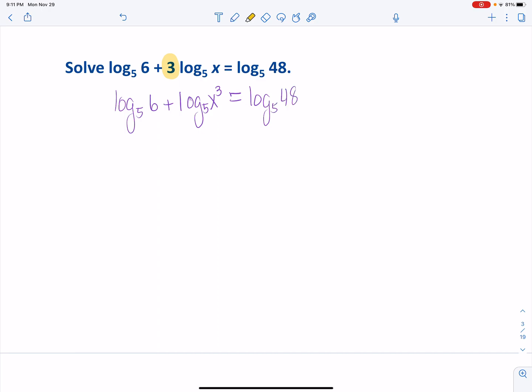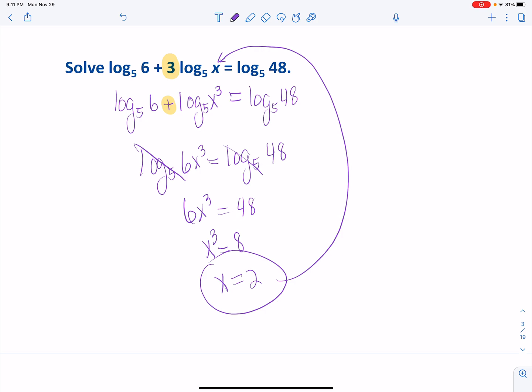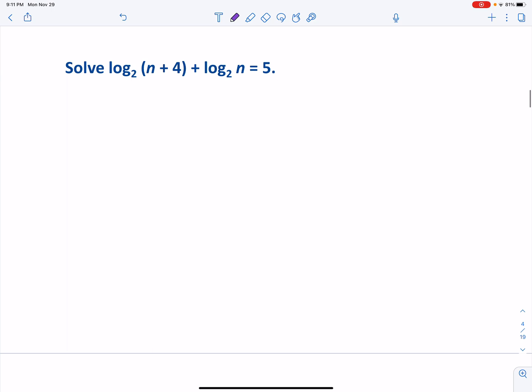Now, it is a plus sign in between. So, oops, this would be the log base 5 of 6x to the third equals the log base 5 of 48. So now those are equal. So I would have 6x to the third equals 48. Divide by 6. And then cube root. So my answer is 2, and the only place that I need to worry is right there. And it is positive, and that's all that matters. Okay? So I would like you to try this one. Pause and go.